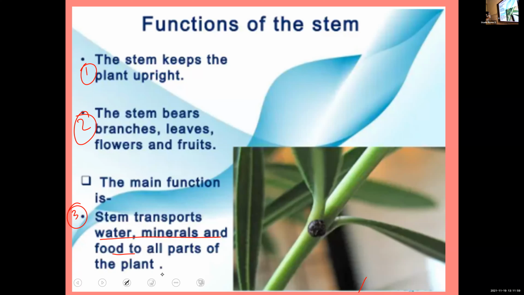Water, minerals, and food to all parts of the plant. Even if the stem is falling down because of the breeze, the plant will still live. Correct? It will not die as long as the root is in the ground. Even the mango tree which is slanting due to heavy breeze or storm will still grow, provided the root is anchored to the ground. So even if the function of keeping the plant upright is not there, the main function, water, minerals, and food, continues. Suppose if the stem is decaying, naturally the plant will also die.